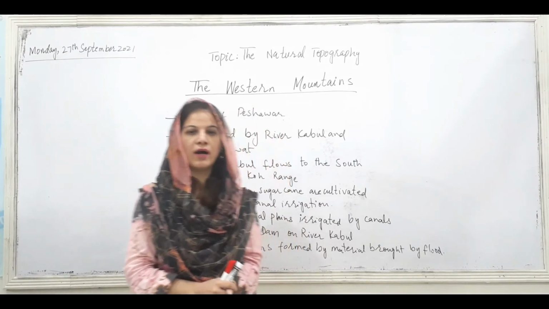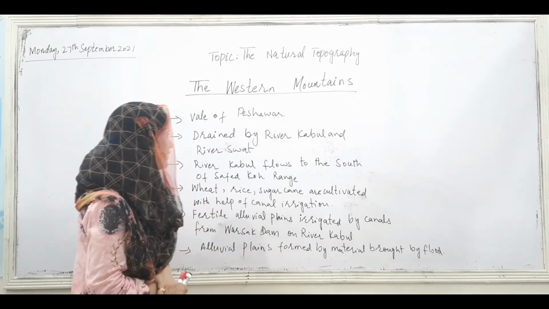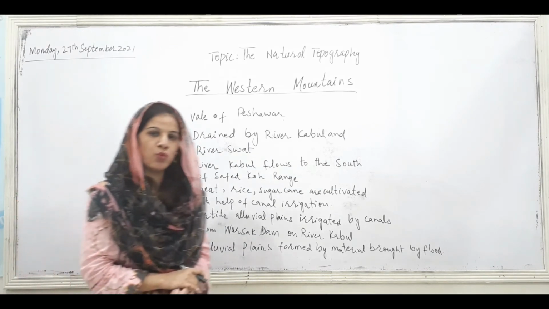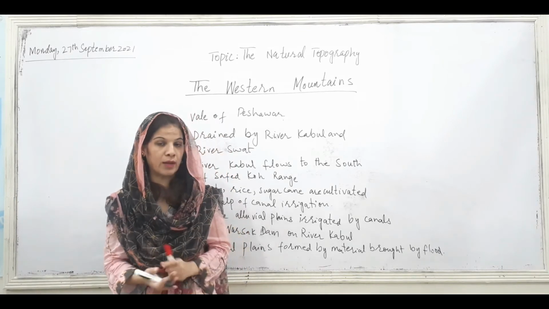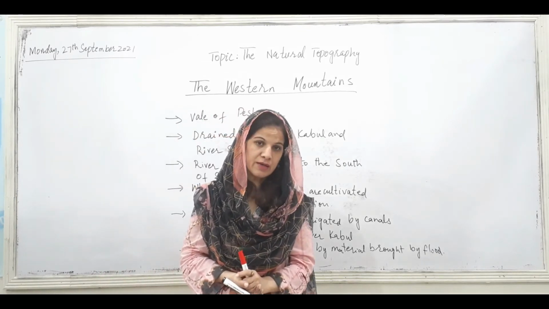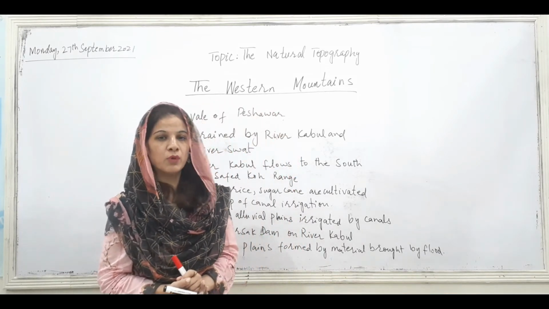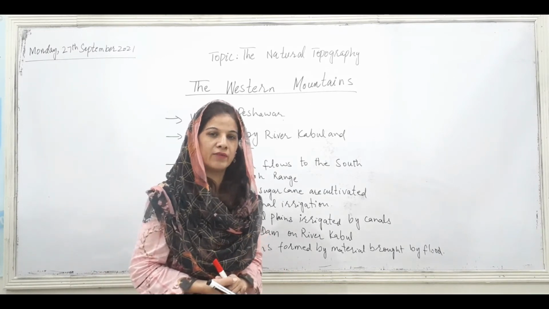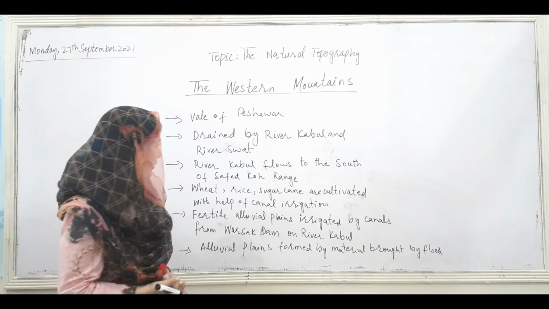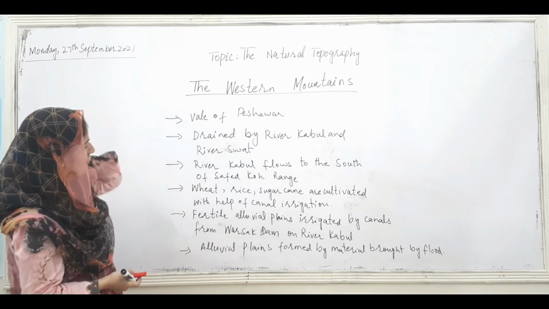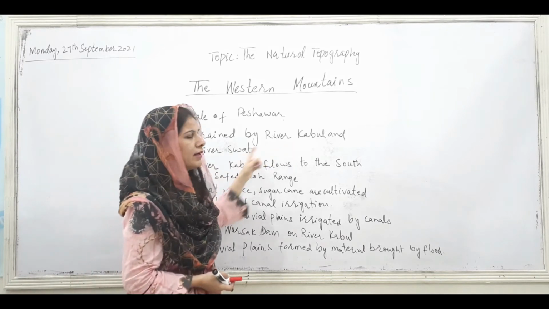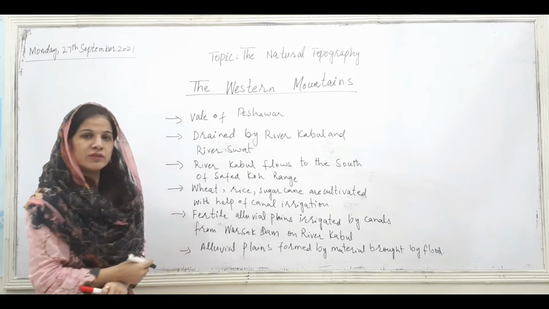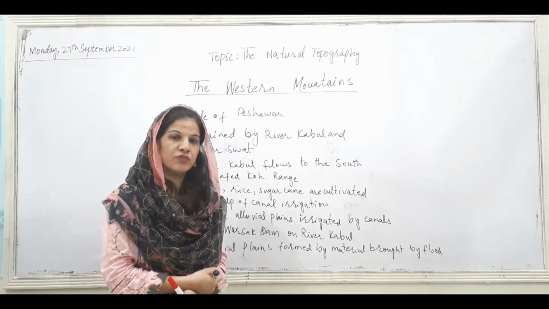We have learnt about Cohort Valley, that is very important in this region. Then Vale of Peshawar. Vale of Peshawar is also very important because Peshawar is the capital city of Khyber Pakhtunkhwa province. So Vale of Peshawar is the most populated area of this region, plus it is economically more developed as compared to other areas of Khyber Pakhtunkhwa. Vale of Peshawar is drained by river Kabul and river Swat. So now this valley is really a green, fertile valley.